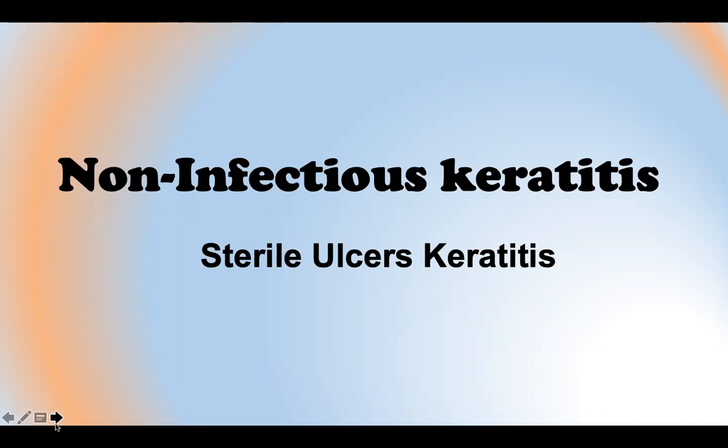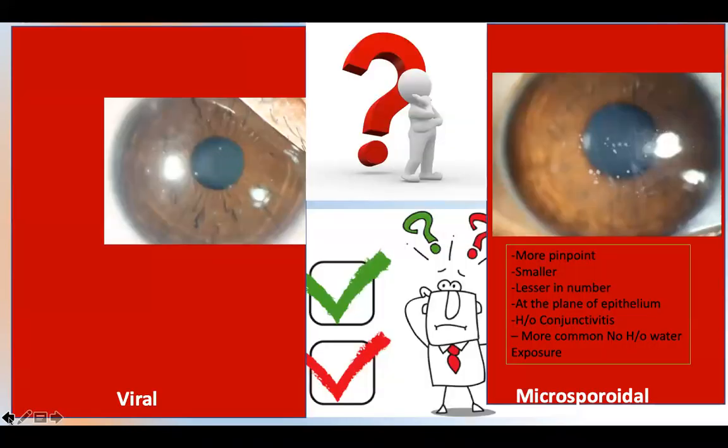The non-infectious is very big. Excuse me, ma'am. Sorry. The left side image, you said it's viral, but it looked more like a Thygeson superficial punctate keratitis because there is no congestion and all. Yeah, it looked like it could be even that. Yeah, it could be also.